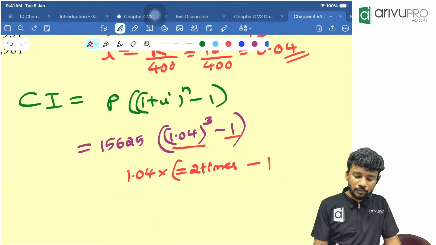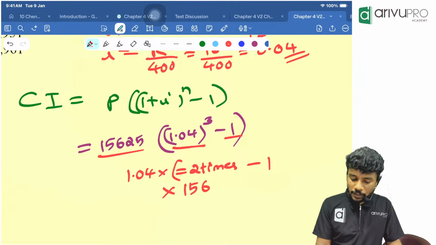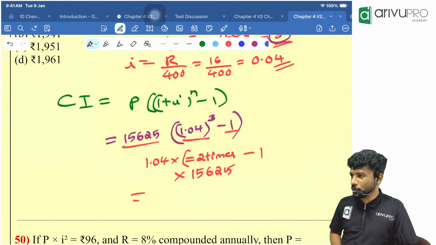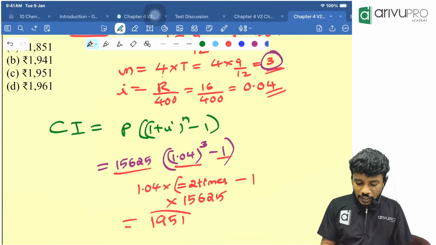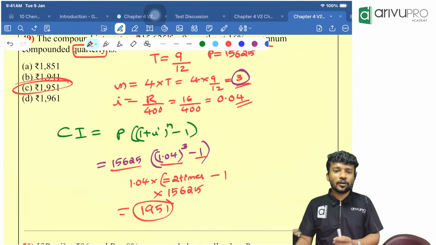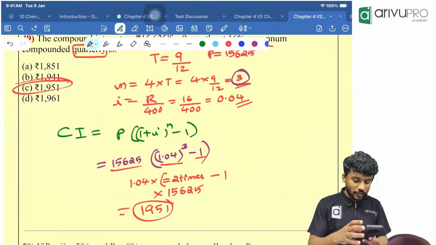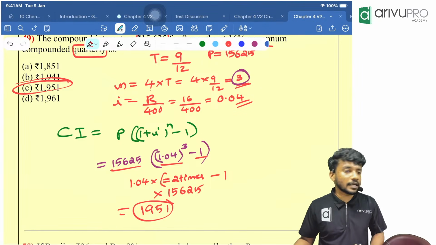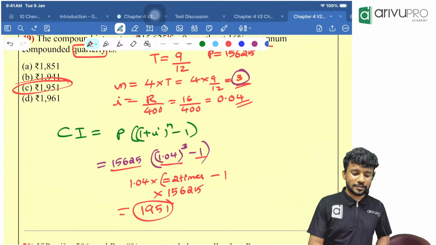Then multiply it with this particular value, that is 15,625. That will give me the CI to be how much, people? CI is 1,951. Everyone got it as 1,951. Anyone got any different answer? Please confirm it to me. Everyone understood that? Anyone did not get that also? Please tell me. Sure? Done? Yes.